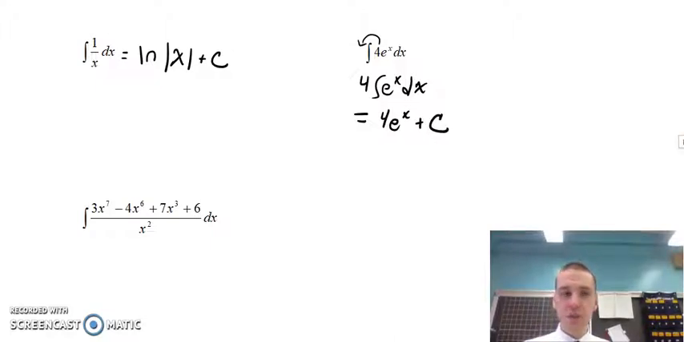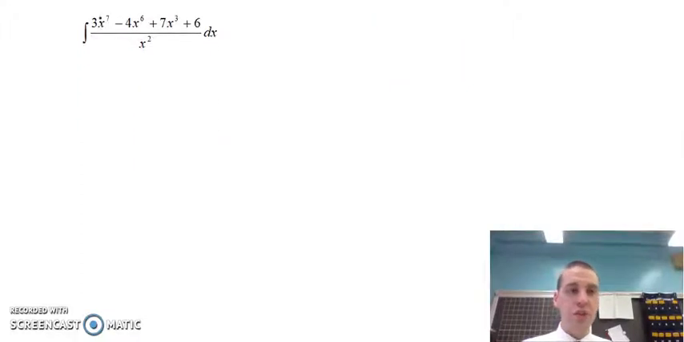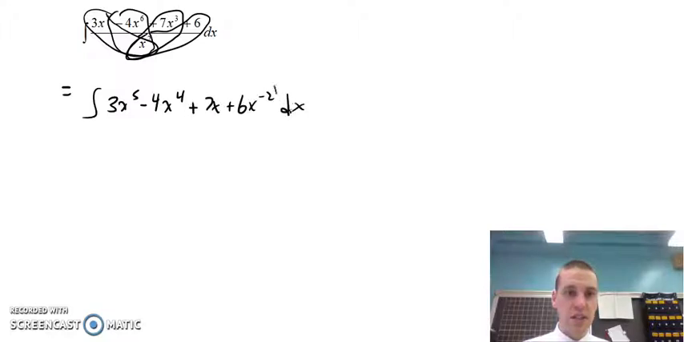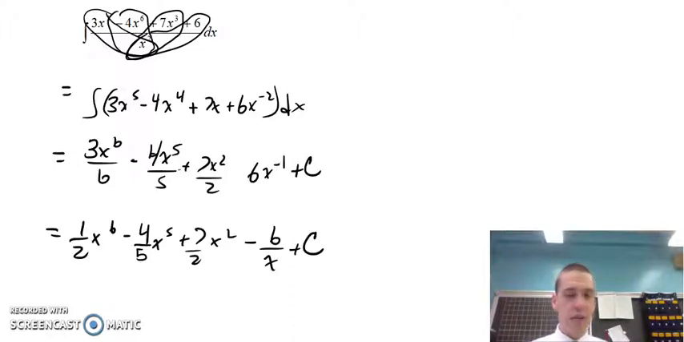For this next example, the one thing that you are going to want to realize is that we could rewrite it by taking each term and dividing it by x squared. So now that I can't read that, 3x to the 5th minus 4x to the 4th plus 7x plus 6x to the negative 2 dx for all of that. And now you're going to just take the integral. So why don't you guys try that? And hopefully you ended with that answer. Take a minute to look at it.